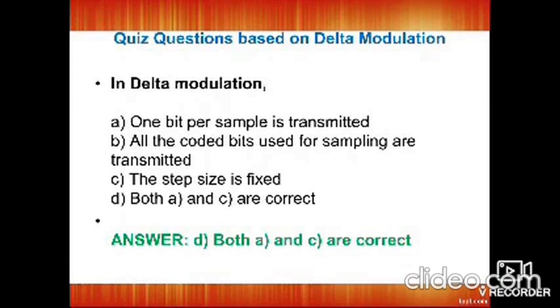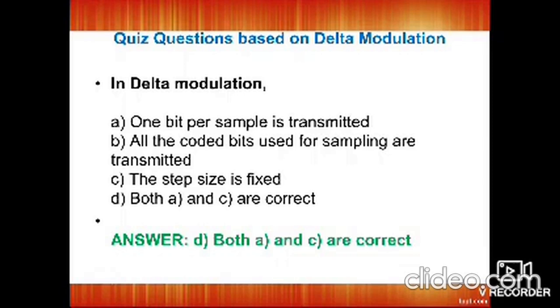We have one quiz question based upon this delta modulation. The question here is: 1 bit delta modulation is represented as: A, 1 bit per sample is transmitted; B, all code bits used for sampling are transmitted; C, step size is fixed; D, both A and C are correct. Considering A and C, step size is fixed is correct, and 1 bit per sample is transmitted is also correct. All code bits used for sampling are transmitted is wrong.